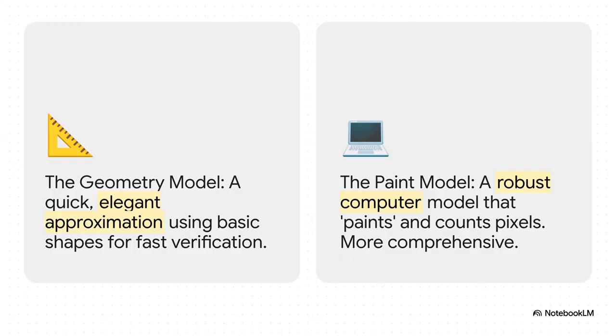To really get why this matters, let's compare their geometry model to what you could call a paint model. The paint model is basically a powerful supercomputer simulation that brute forces the problem. It literally paints the map pixel by pixel and then counts them up. It's incredibly powerful, but it takes a lot of computer power. Their shortcut, on the other hand, is fast, it's elegant, and it's the perfect tool to quickly check and verify the results from those bigger, more complex computer models.